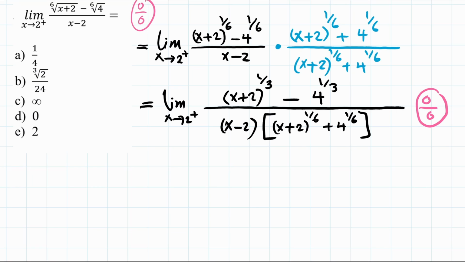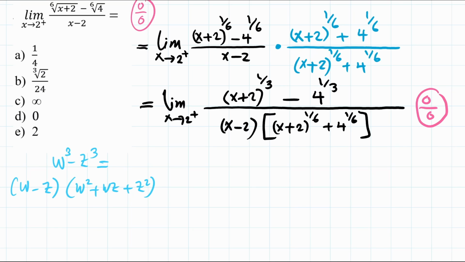Now, as you can see, we haven't resolved the problem, because if you do direct substitution again, you will get 0 over 0, which is also indeterminate. So you need to do something else about it. Now, if you recall, if you want to factor the difference of two cubes, like w cubed minus z cubed, then that is equal to (w minus z) multiplied by (w squared plus wz plus z squared). This is a standard factorization.